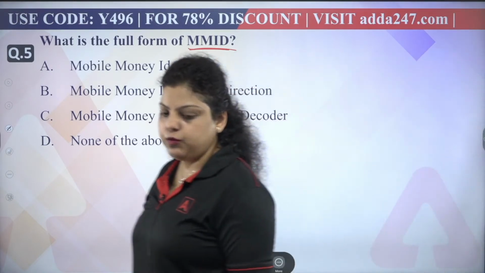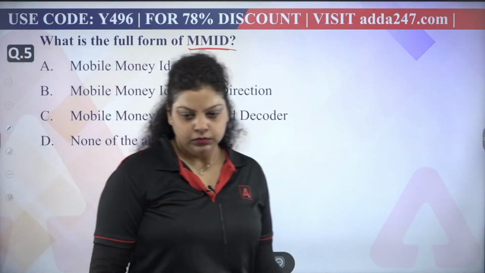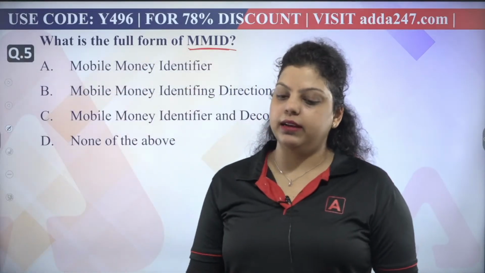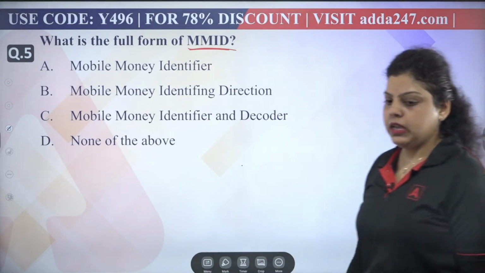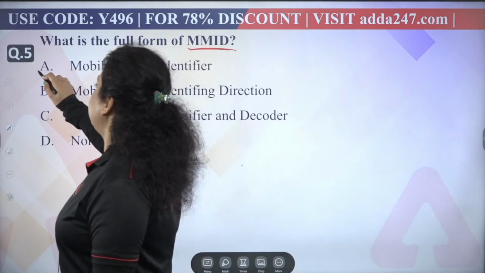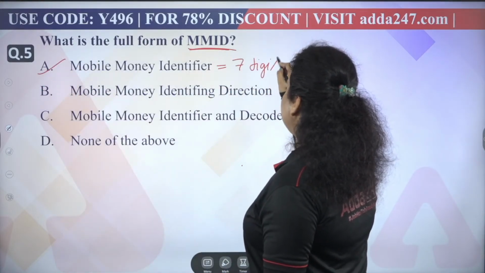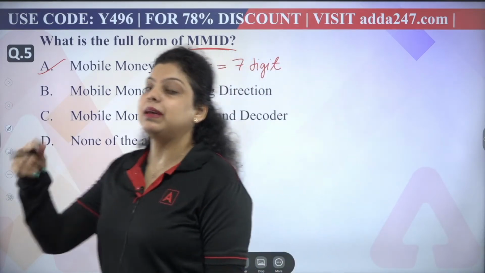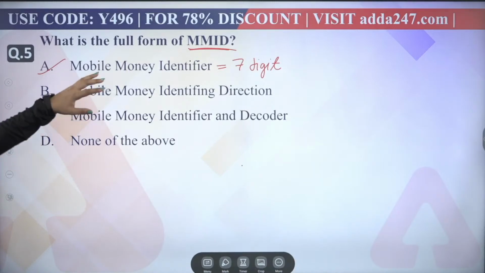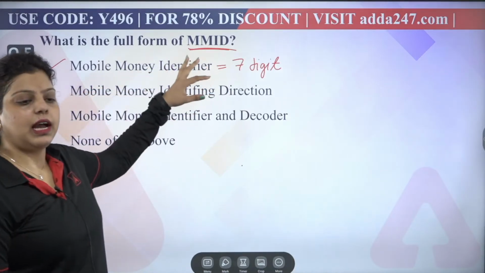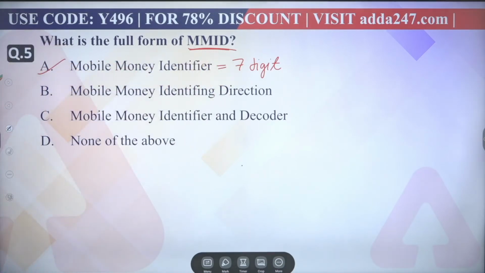Options are coming, C and A. No. The right answer is mobile money identifier. This is a 7-digit code, and it stands for mobile money identifier. So the right answer will be A. It is used when you are transferring money with IMPS. IMPS will be used there. So mobile money identifier will be the right answer.